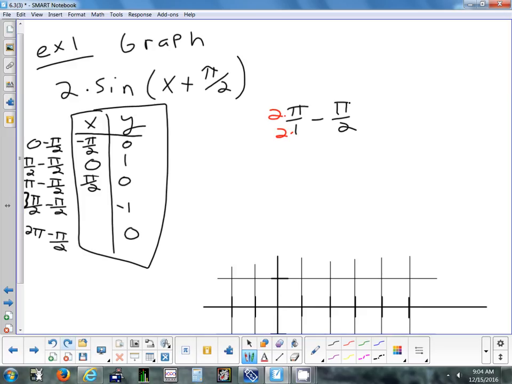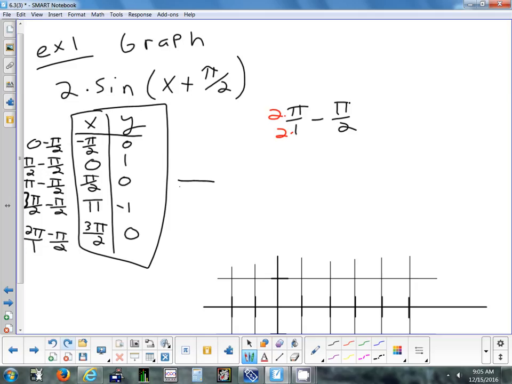3 pi over 2, take away 1 pi over 2. 2 pi over 2, which we can reduce to just pi. And the last one, it would be 4 pi over 2, take away 1 pi over 2, which is 3 pi over 2. So there's your table for your phase shift.